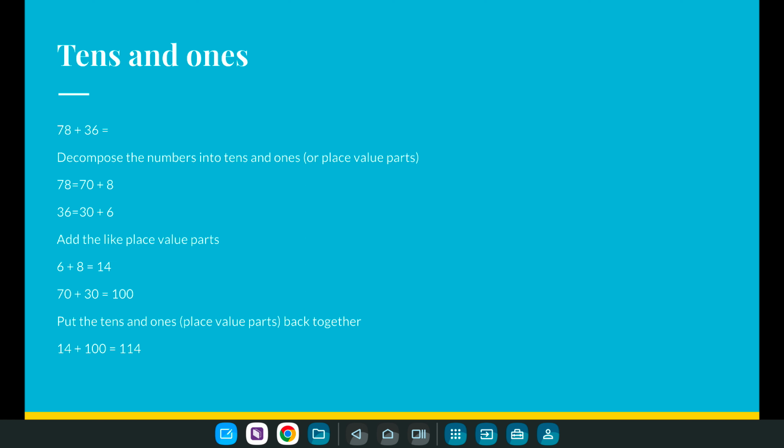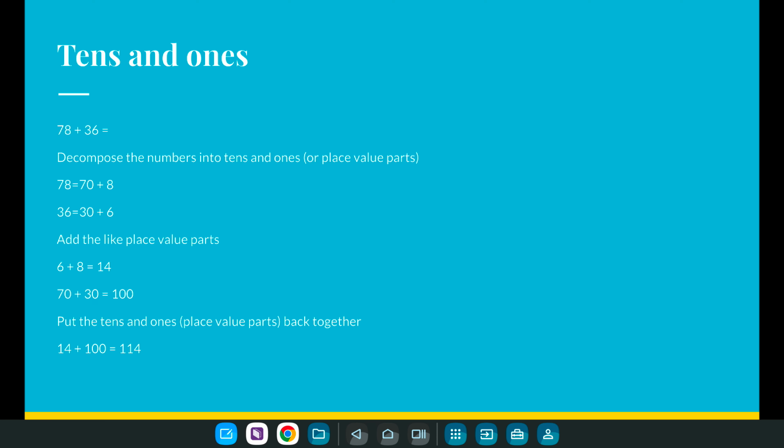Here's an example of tens and ones. If we were going to add 78 and 36, you would decompose the numbers into their place value parts. So for instance, 78 is the same as 70 plus 8. 36 would be the same as 30 and 6. And then you would add the place value parts that are alike. So here I wrote it horizontally, but a lot of kids want to look at this problem vertically, and they want to add in this way. So in the same way, we're going to add the ones place and get 14, add the tens place and get 100, and then you're going to put those 2 place values back together for your final total.